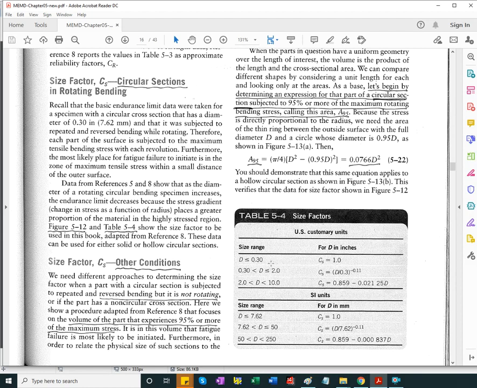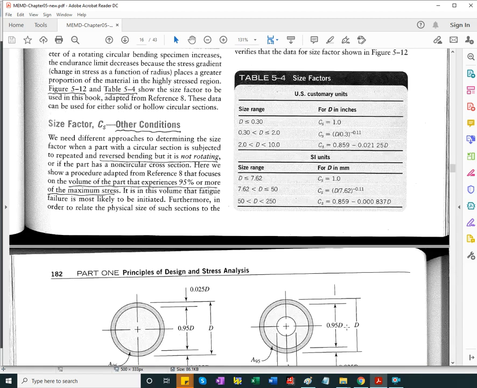Anything that's less than 0.3 inches is 1. Between 0.3 and 2 inches, use this equation. Over 2 inches up to 10 inches, use this other equation. And this is the equivalent in SI units.